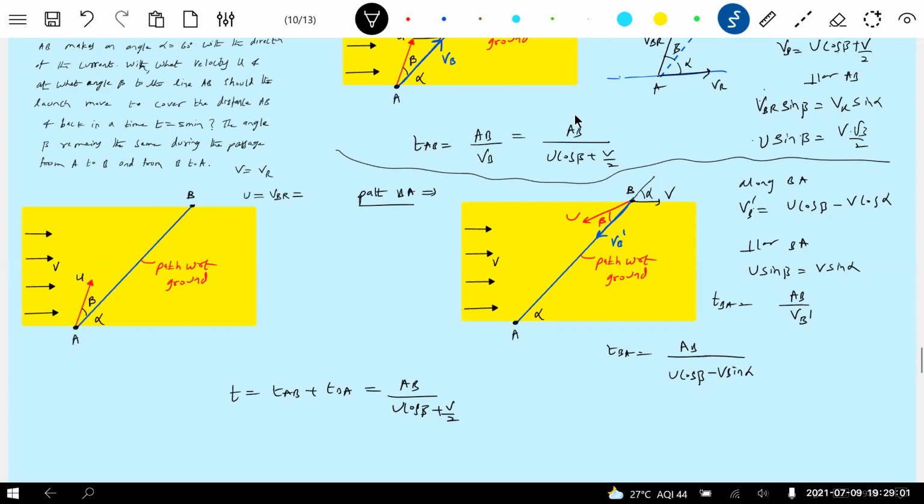This we can simplify. V cos alpha, or V by 2, is it not? Plus BA by so we know T, we know AB, beta and U are unknown. I think we can solve it.